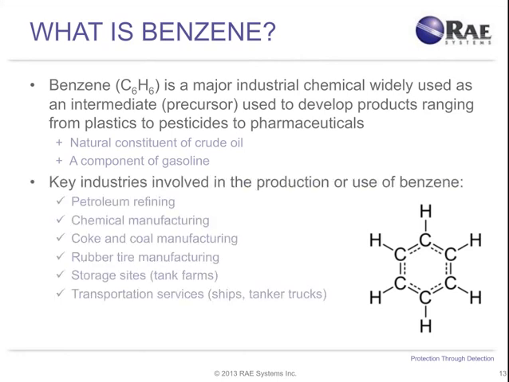And here is just a brief example of the industries that are intimately involved with either production, use, or transportation of benzene. So these are the usual suspects. Oil and gas, chemical, and petrochemical industries are probably the biggest range of industries involved with benzene. Chemical manufacturing, very, very large there. Others you can see here. Storage facilities and transportation services, of course, handle benzene on a regular basis.